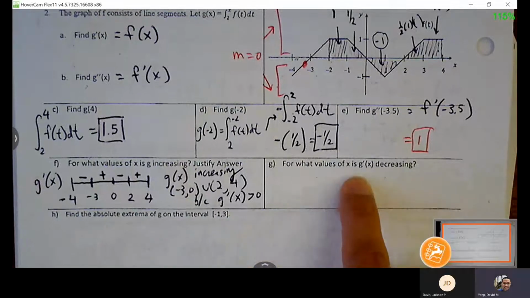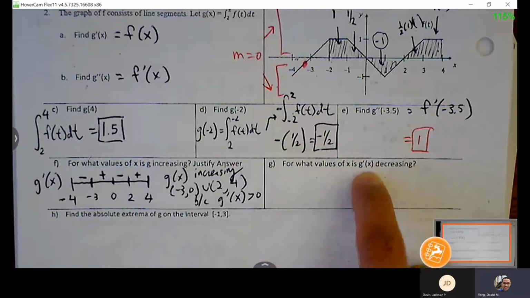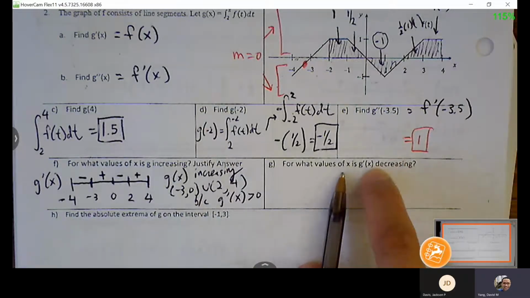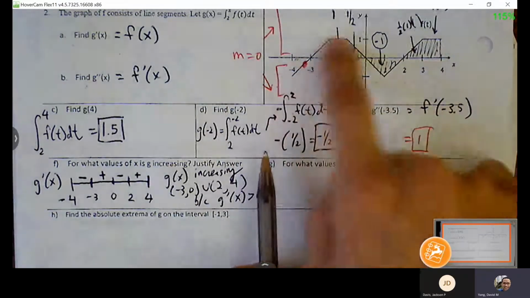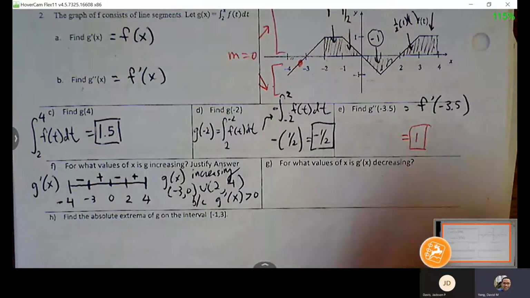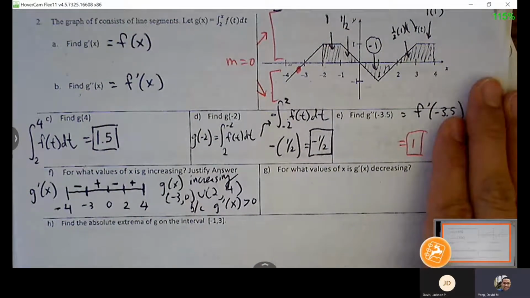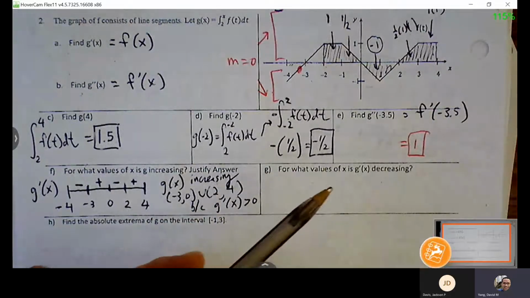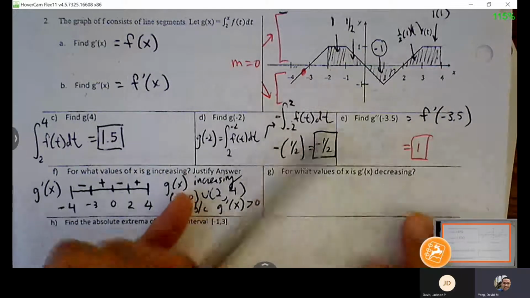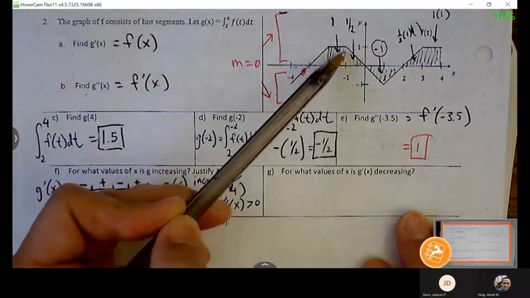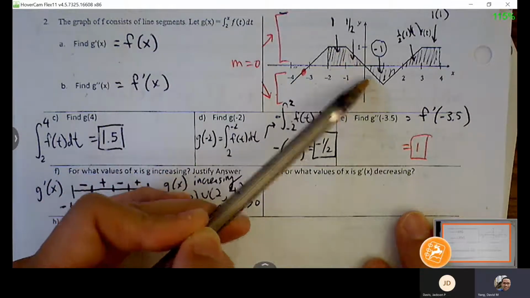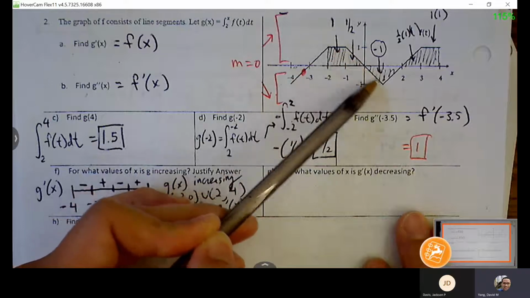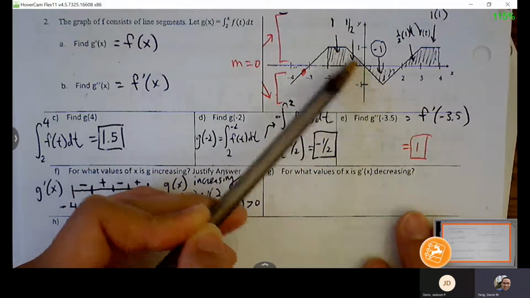Okay, for what values of x is g prime decreasing? So this is not g of x decreasing, it's g prime decreasing. This is talking about basically we want to get information about the concavity, or the second derivative. So basically we're looking at the slope. Okay, so g prime is decreasing. Now we're looking at the slope. When is the slope negative? Basically concave down will translate to g prime decreasing. So this is going to be negative slope, from -1 to 1.